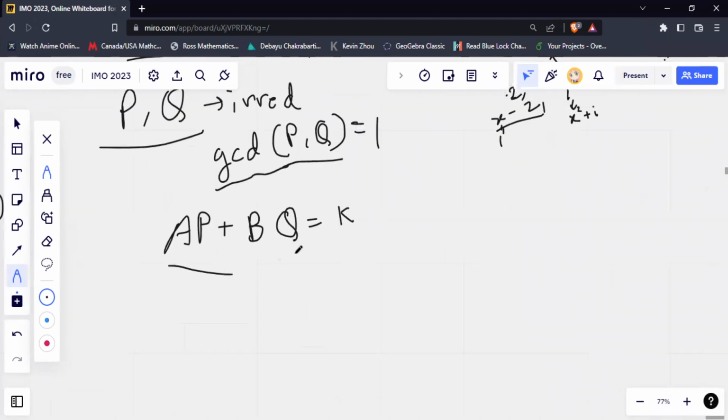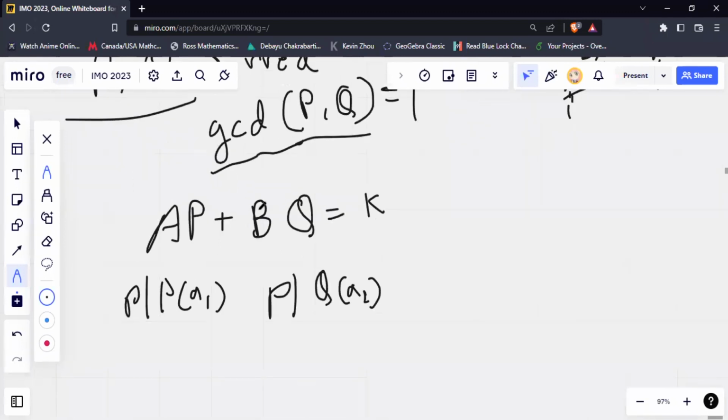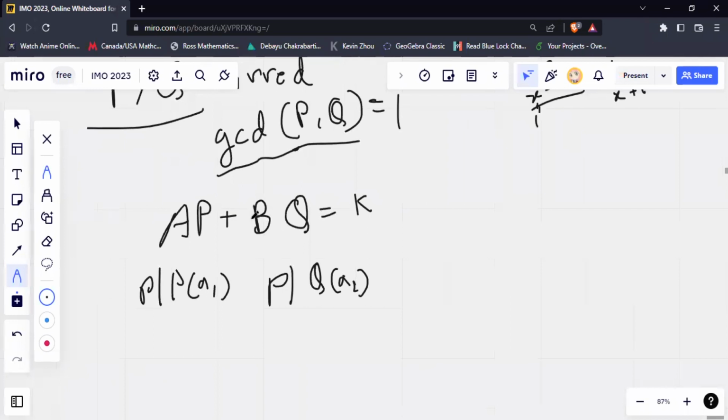Of course, if you have this Bézout setup and you can find a fixed point, then you can pick a large thing such that it exceeds K. But can you do that? Consider a prime p that divides P of A1 and divides Q of A2. If A1 and A2 are congruent modulo the prime, then you're done. You can easily find a fixed point.